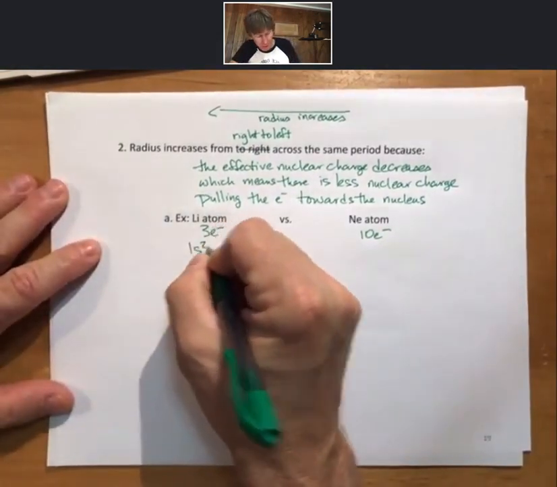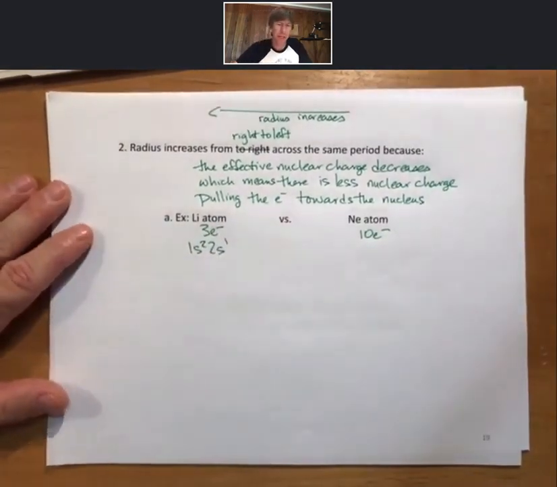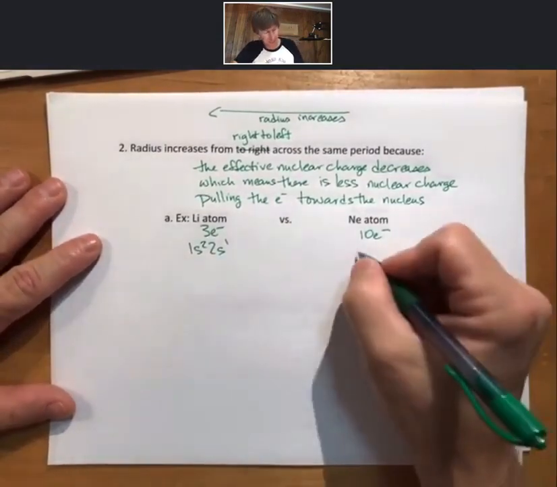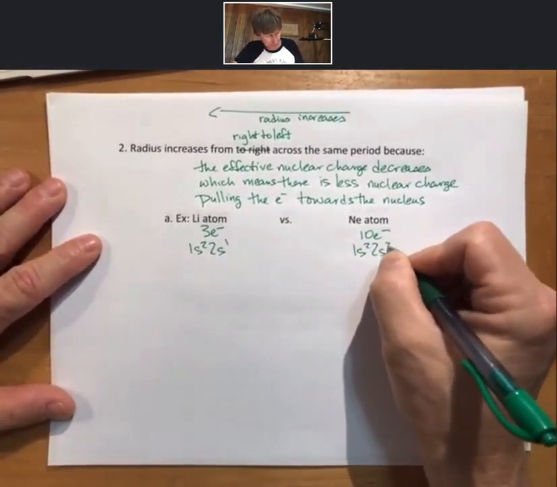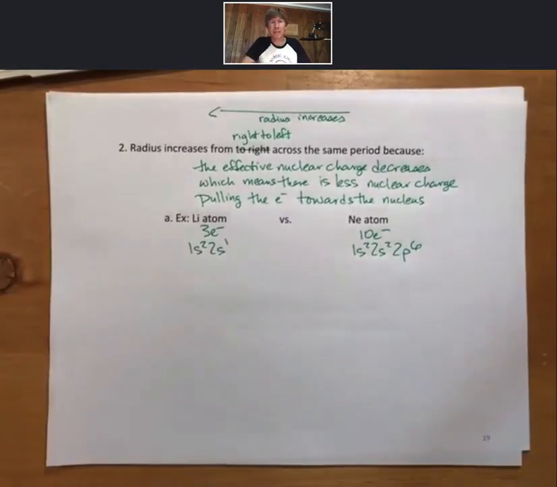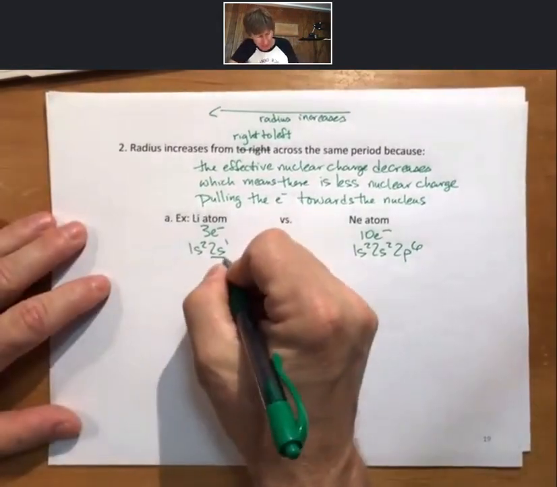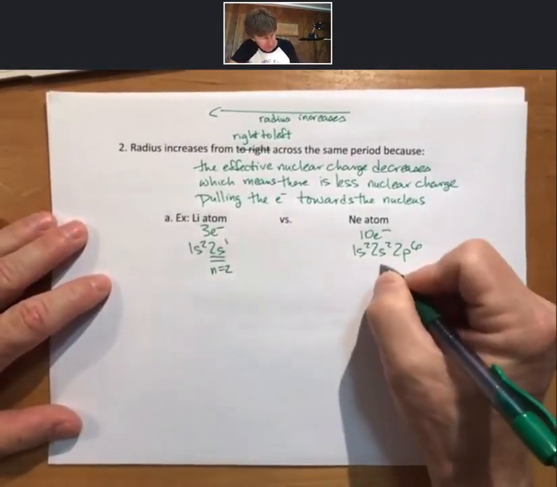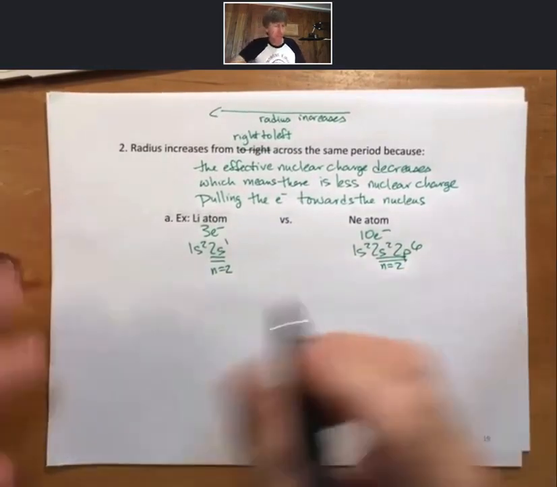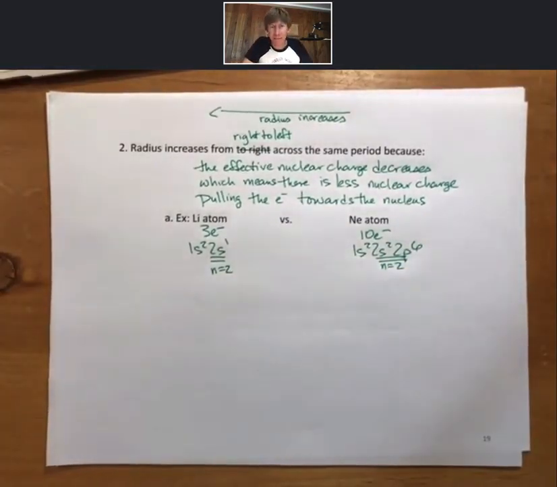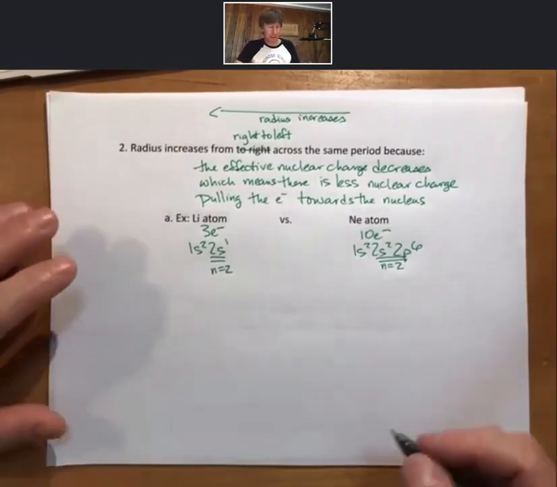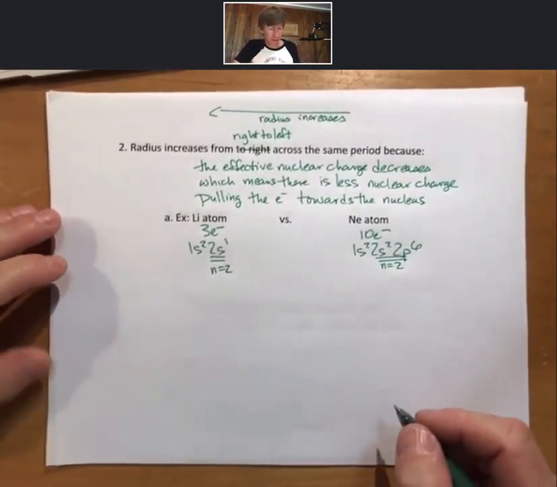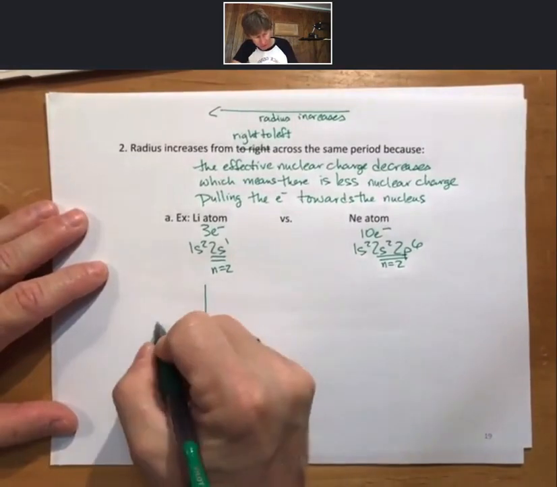Doing electron configurations, we have 1s2, 2s1 for lithium, and 1s2, 2s2, 2p6 for neon. So they are in the same period and they have the same largest value of n. So now let's talk about nuclear charge, or effective nuclear charge. To do that, I'll draw pictures of the atoms.